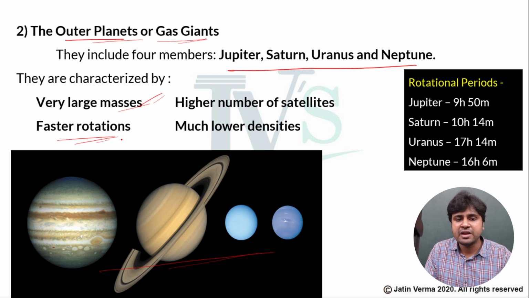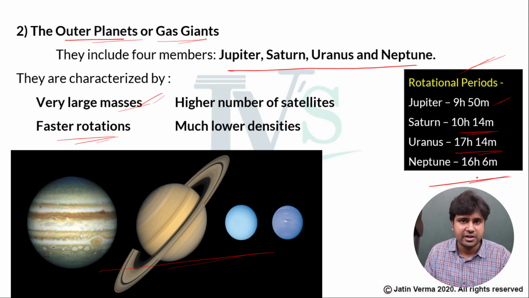And these planets have faster rotations. So just look at the rotational periods of these planets. Jupiter finishes one rotation in 9 hours and 50 minutes. Saturn finishes one rotation in 10 hours and 14 minutes. Uranus, 17 hours and 14 minutes. Neptune, 16 hours and 6 minutes. So see how fast these planets are rotating around their axis.